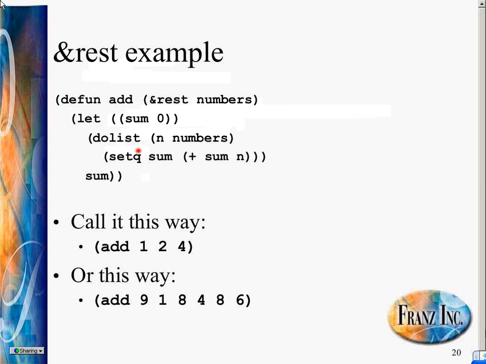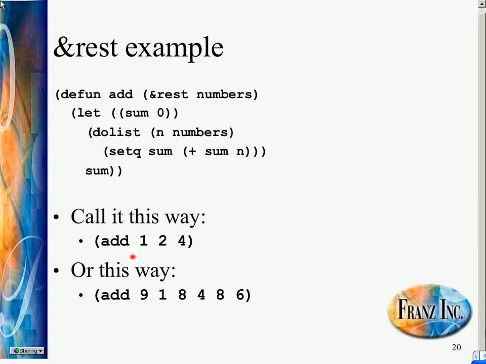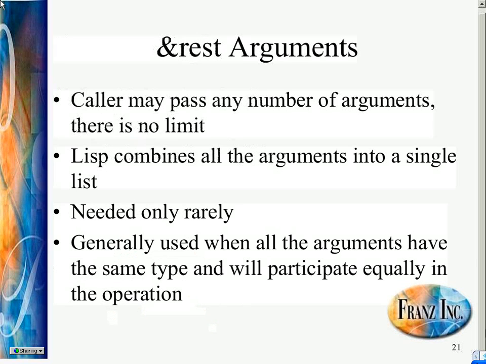And so here we let sum be 0. We do list n numbers. If no values are supplied, it doesn't go through the loop at all. And then we just keep adding the new value to our accumulating value here and setting it. So this is just accumulating all the values, adding them together. And in fact, that's how the function plus works. The function plus takes as many arguments as you want. And the point is, there's no restriction on the number of arguments you can call it with.